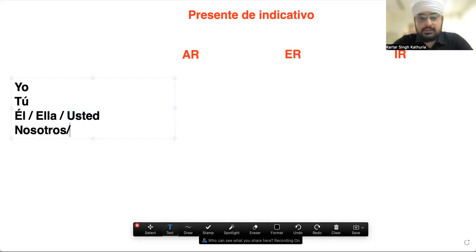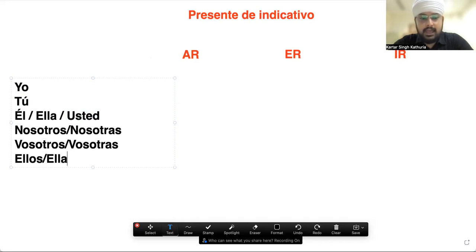Nosotros, nosotras, vosotros, vosotras, ellos, ellas, ustedes. Muy bien.